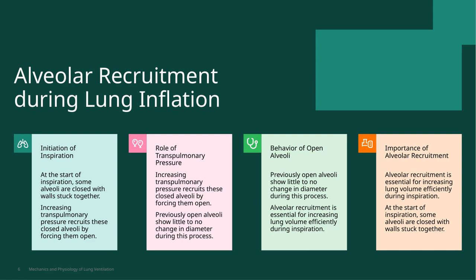Now, the role of transpulmonary pressure here is crucial. As it increases, it helps recruit those alveoli that were previously closed by pushing their walls apart. Interestingly, alveoli that are already open don't change much in size during this process. They stay relatively stable. This recruitment process is really important because it allows the lungs to expand efficiently during inspiration.